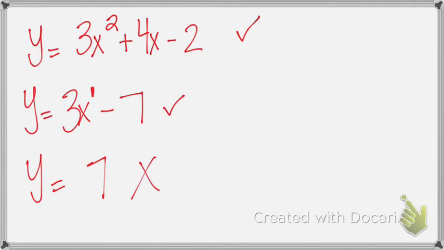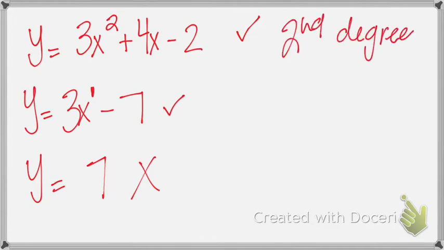All right, so now we said the first two are polynomials and the last one's not. The first two, they all obviously include numbers. They also include what? Variables. And they also include exponents. So this right here, the first one, is what degree polynomial? What's the highest exponent? So this is a second degree. What about the second one? It is a first degree.